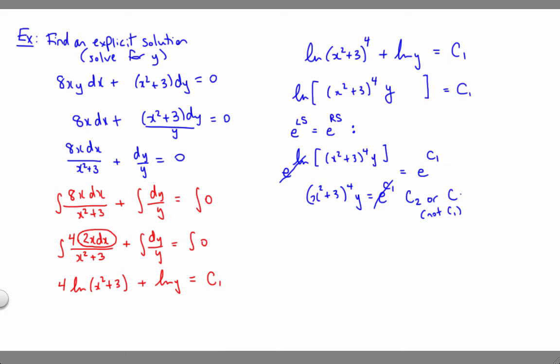Okay, so let's call it c. We haven't used the quantity c yet in the problem, so c would be a great choice. And then for our final answer, we would say y equals c over (x squared plus 3) raised to the 4th power.